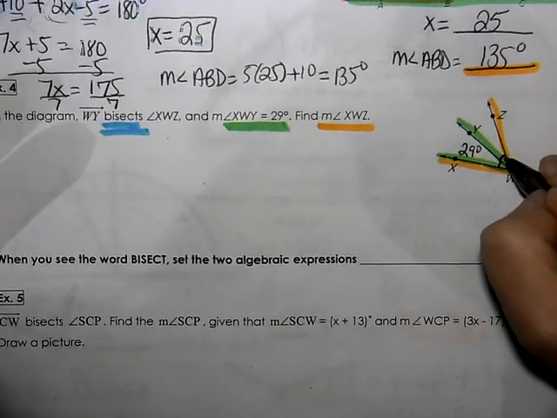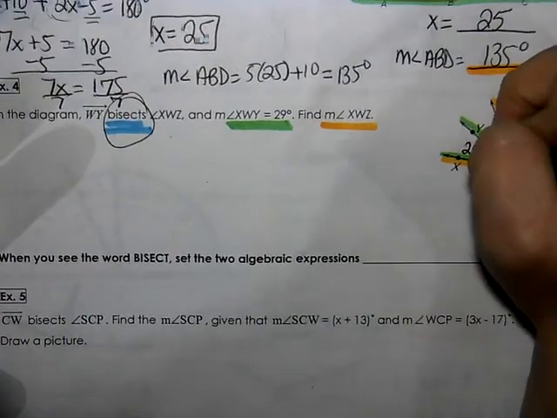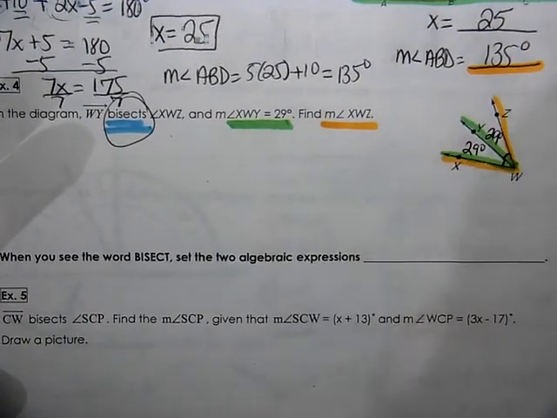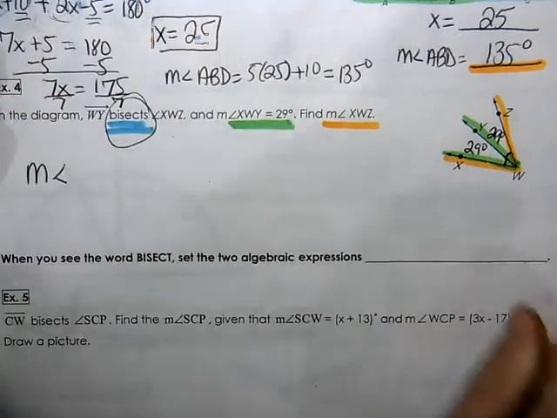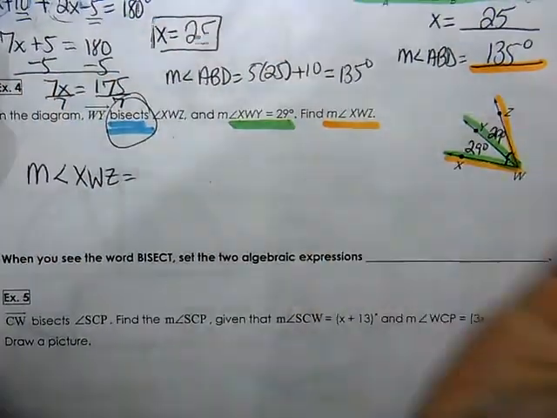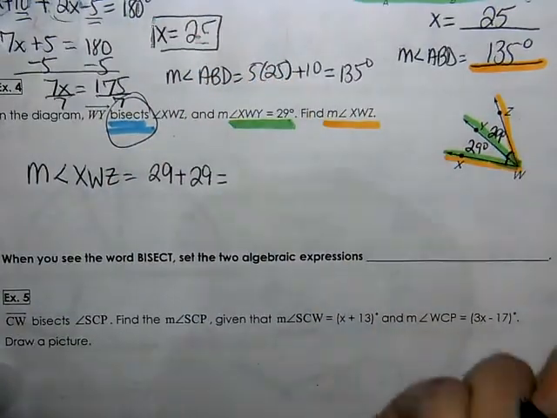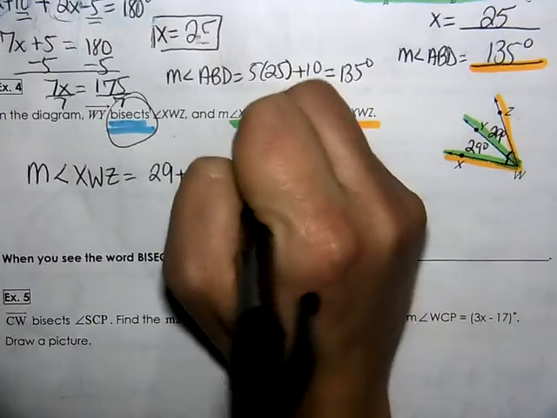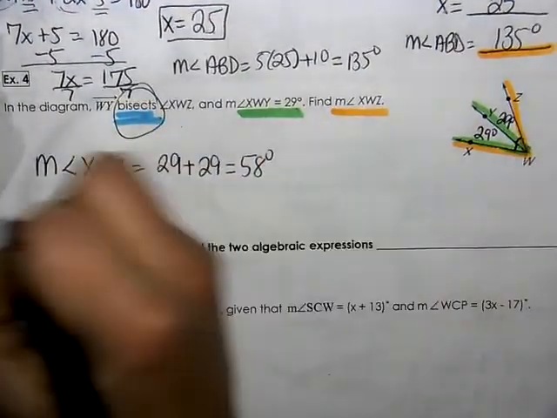We know that each piece, because of that word bisect, which means to cut in half, is 29 degrees. So that means the full angle, the measure of angle XWZ, has to be equal to 29 plus 29. 29 plus 29 is equal to 58 degrees. That is one way for you to solve that problem.